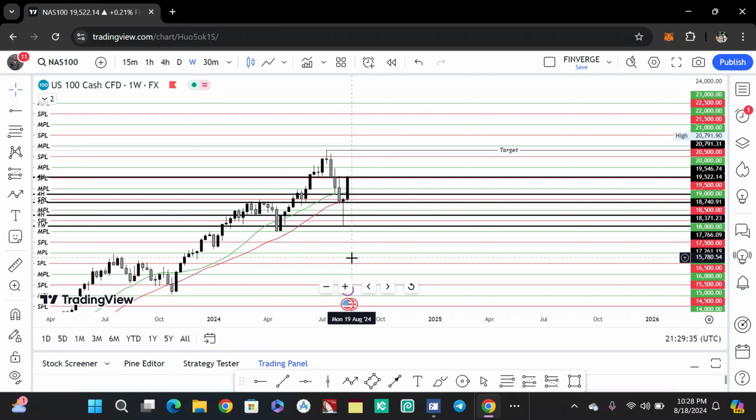So on this weekly forecast video, I'm going to be analyzing again NAS 100, USD CAD, and GBP USD. So let's just jump into it and let's start the analysis on Nasdaq starting from the weekly time frame.